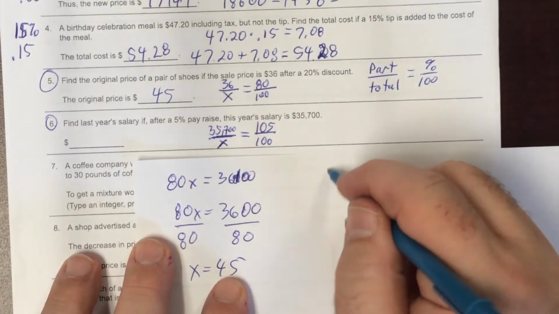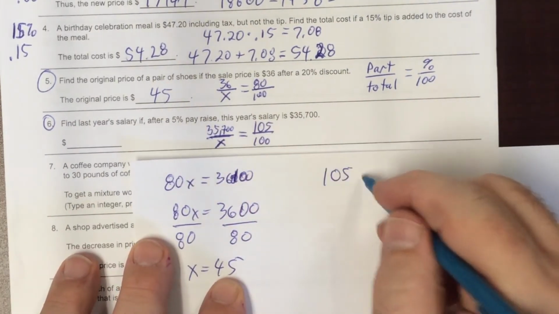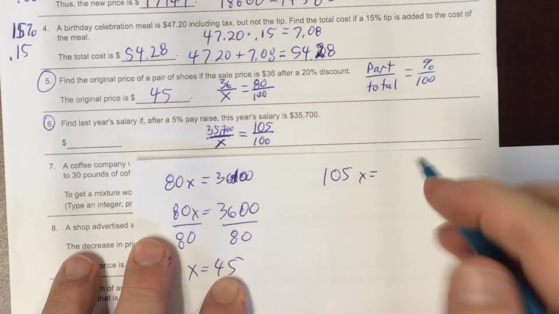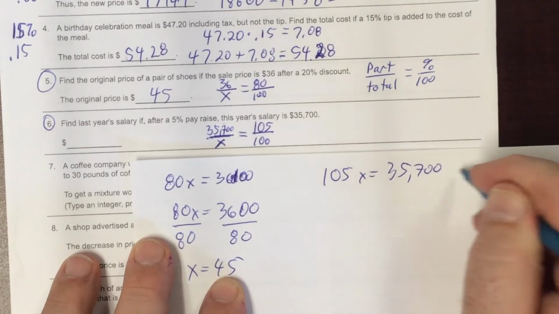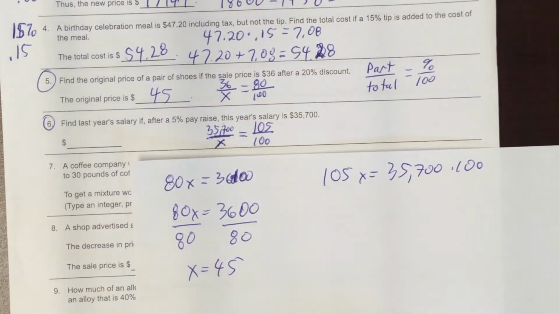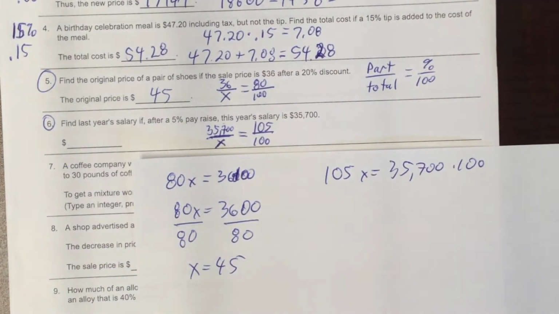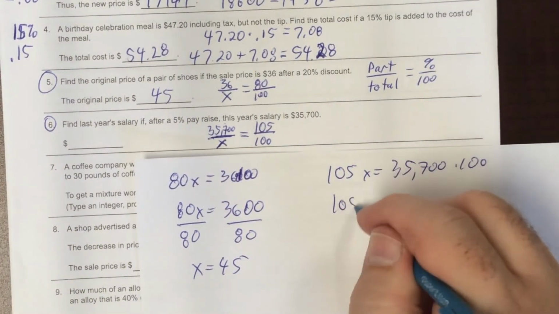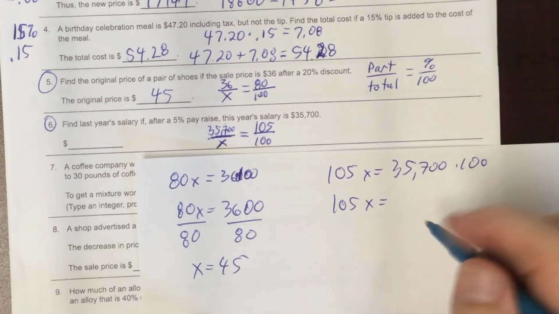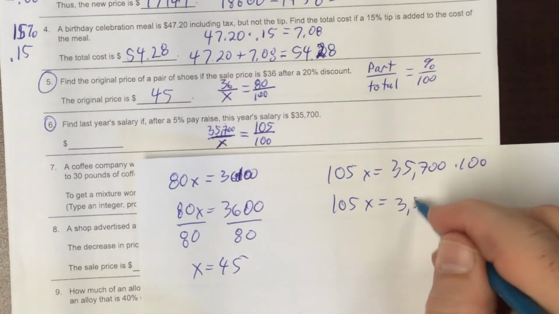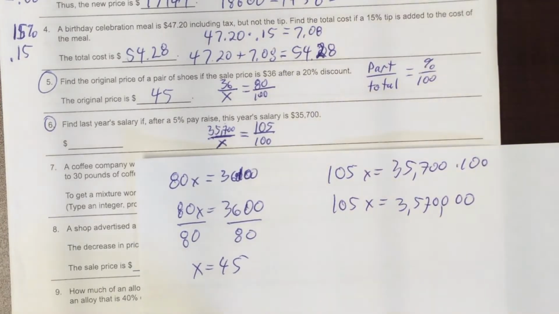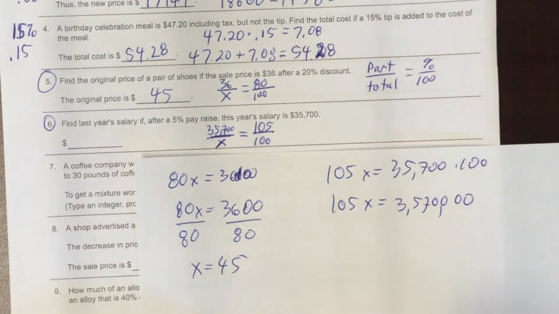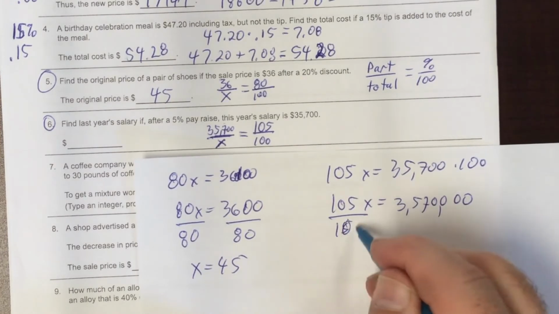I'm going to have 105 times x equal 35,700 times 100. Just checking to make sure that everything is still showing up here, okay? And if I take that, that's going to be 105x equals 3,570,000. Make sure I have that written right. Yes, I do. Okay. So now that I have this, I take both sides and divide by 105.